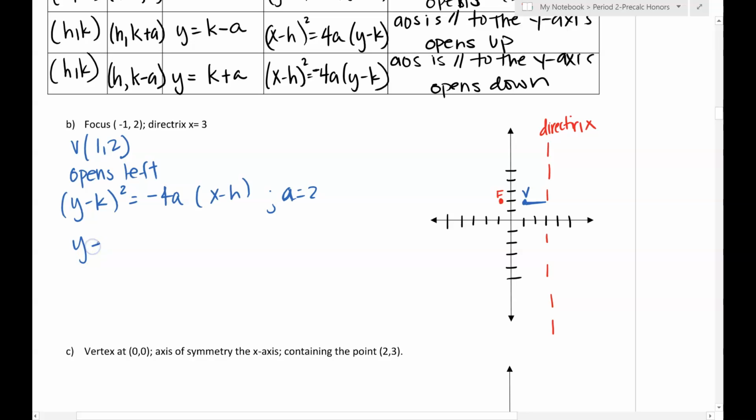So with that, we can quickly write an equation. y minus k is 2, so that's going to be (y - 2) squared equals -4 times 2. I'm just going to write straight up 8, okay? Times (x minus 1). Let's box it up. That is our final equation.